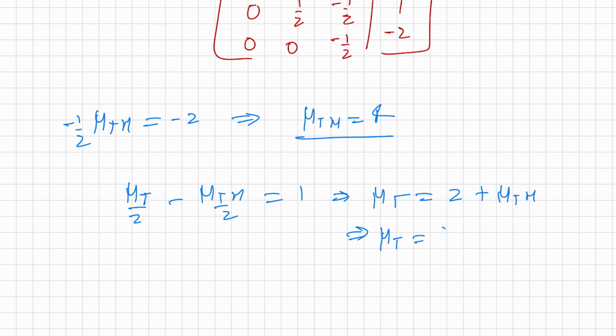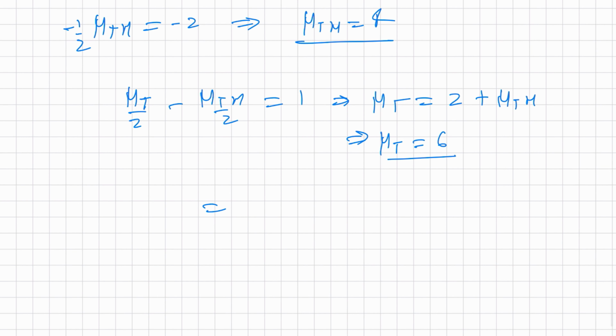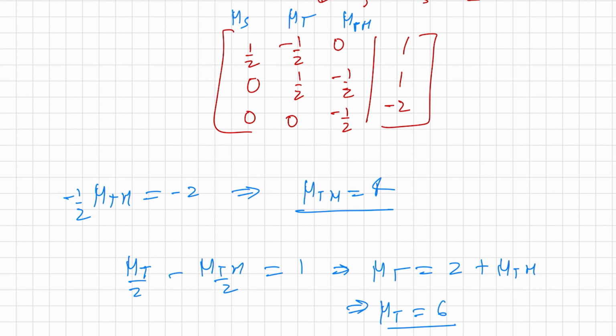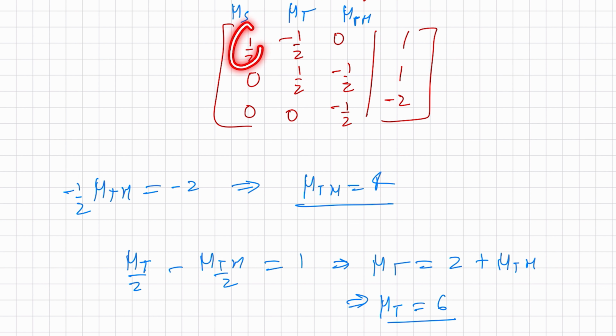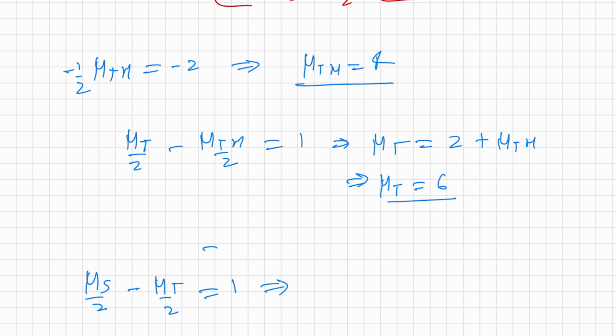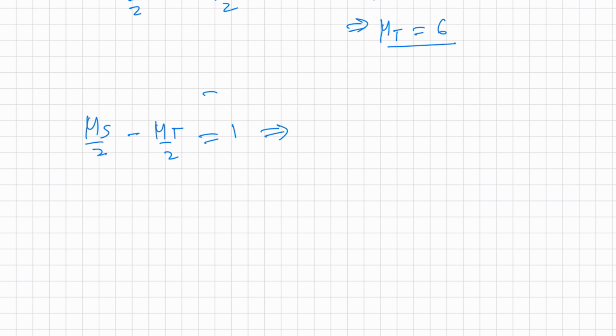Okay, and then the last equation is mu s by 2 minus mu t by 2 is equal to 1. And I'm referring to the equation here, right? So mu s is multiplied by half, mu t is multiplied by minus half, and mu th is multiplied by 0, and RHS is 1. So if you solve this, this becomes equal to mu s is 2 plus mu t, and this implies mu s is equal to 8.